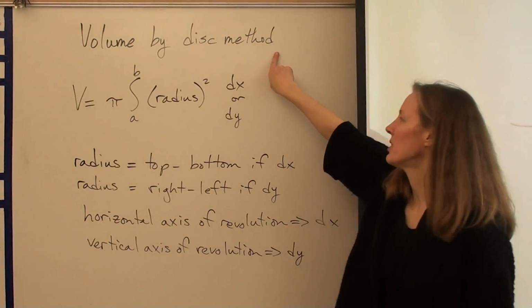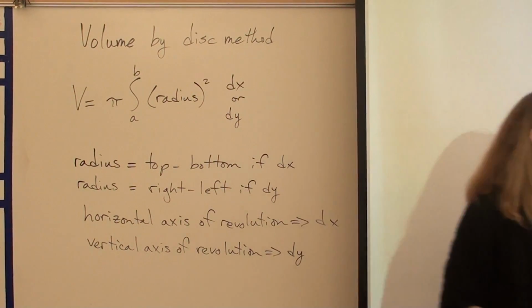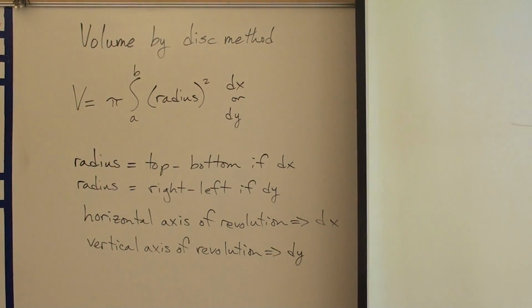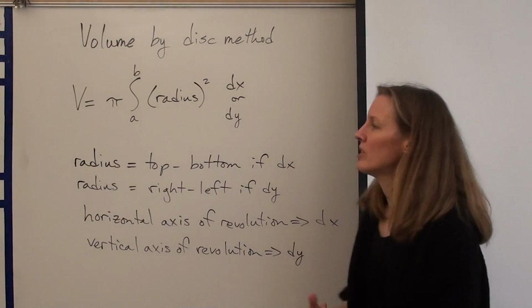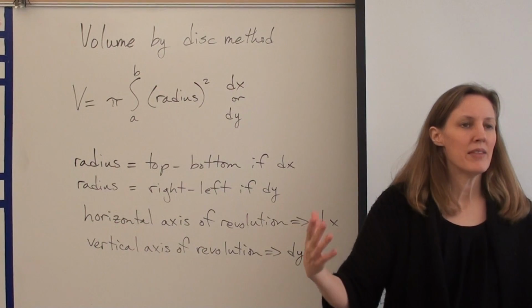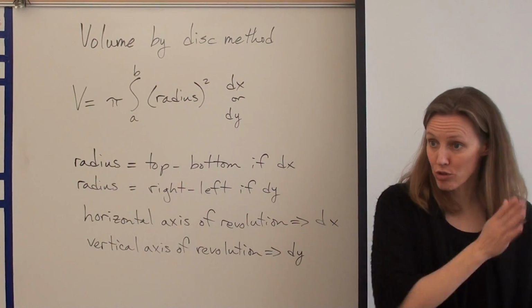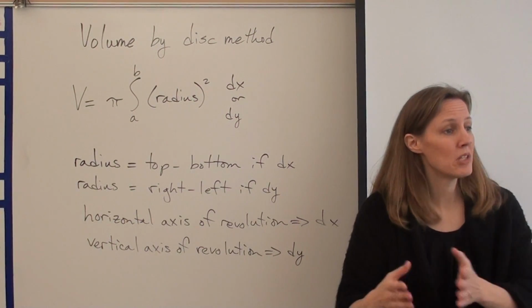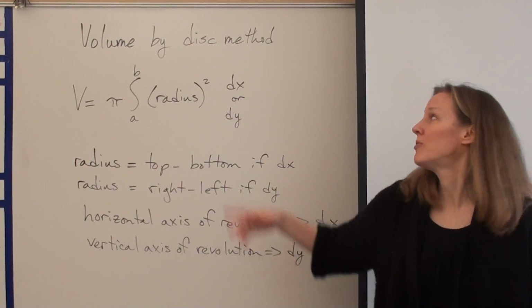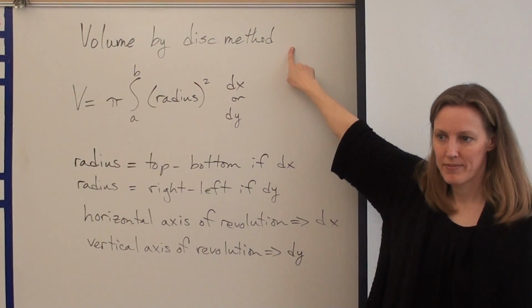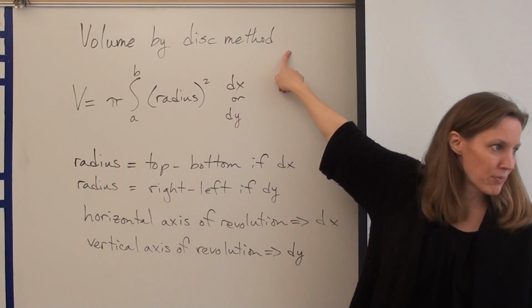Our volume formula is called the disk method. Does everyone know that a disk is like a flat cylinder? Have you ever seen a CD, a compact disc? So a disk is like a flat cylinder. When you take a three-dimensional shape that has circular cross sections and break it up into cylinders and then add all the volumes of the cylinders together, that's called volume by disk method. You're using disks to find the volume.